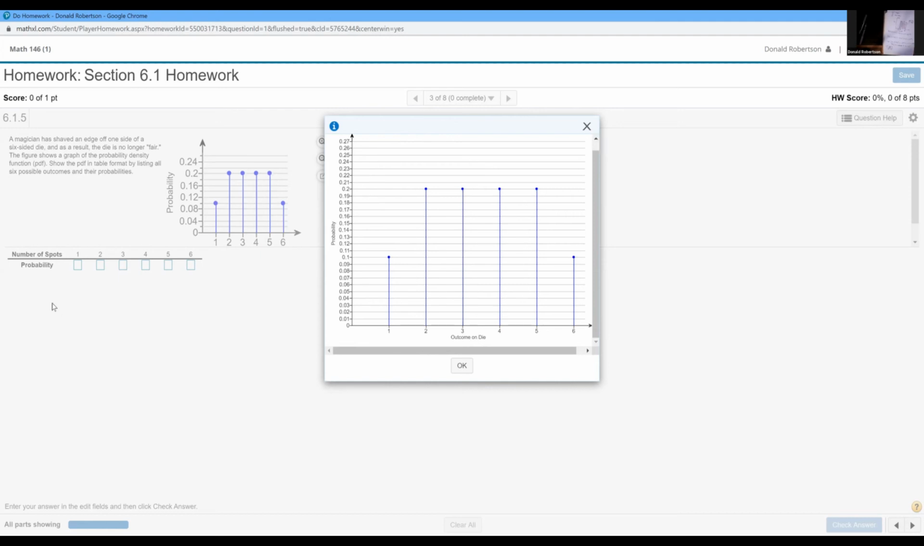Right. So in this box here, can you see my mouse? The number of spots: 1, probability that happened, 0.1. Number 2, probability 0.2. Number 3, also 0.2. 4, 0.2. 5, 0.2. And finally 6, 0.1. So your probability distribution will have 0.1, 0.2, 0.2, 0.2, 0.2, and finally 0.1 at the end.